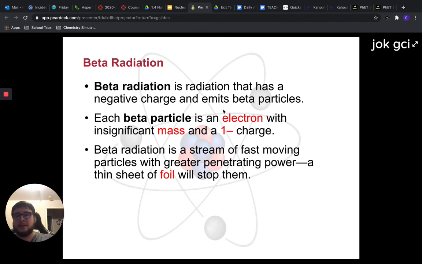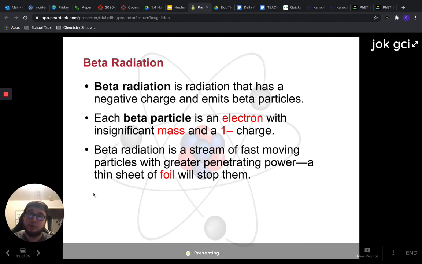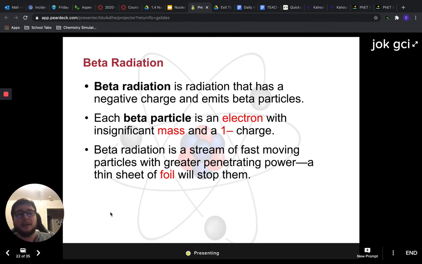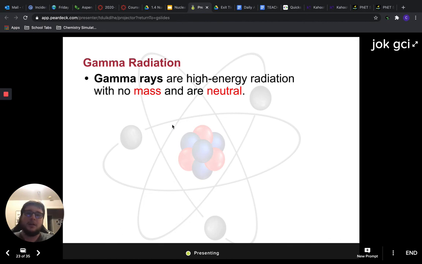Okay, so a beta particle is going to have 0 mass, whereas an alpha particle had a mass number of 4. Beta particles would have a mass number of 0. Beta radiation is a stream of fast-moving particles, and it has greater penetrating power than alpha radiation. In other words, it's more likely to get into your body and cause harm, but a thin sheet of foil is enough to stop beta radiation. So if you've got some foil over your body, then you're protected from beta radiation.